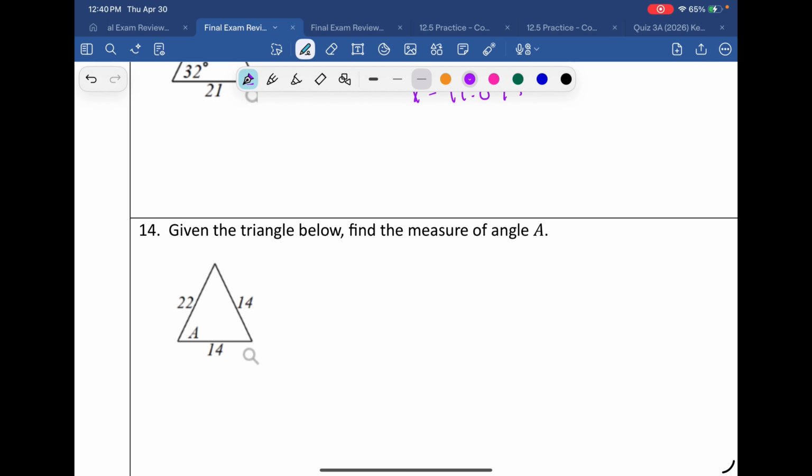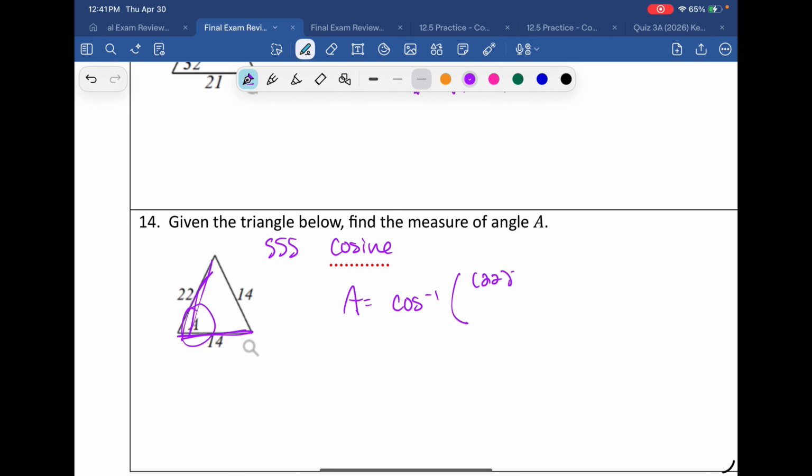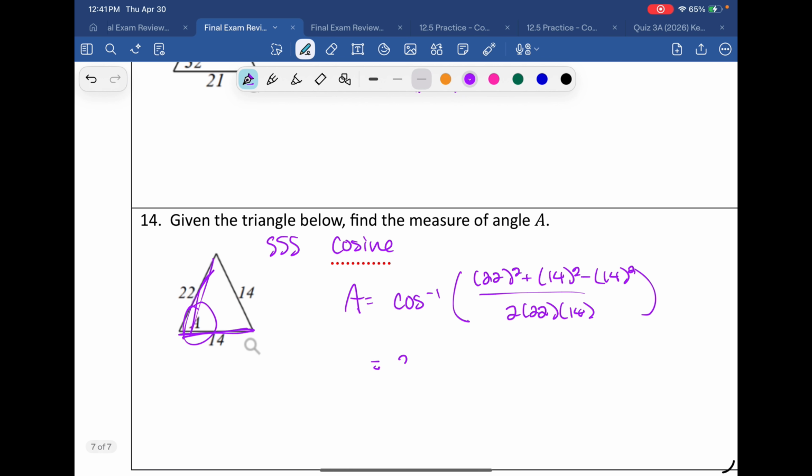This one's asking for angle A. All right, this time I have 3 sides. Still cosines. So angle A, inverse cosine. I want the adjacent sides squared, minus the opposite side squared, all over 2 times both adjacents. That goes in your calculator. Make sure that you are in degrees. Angle A is 38.213 degrees.